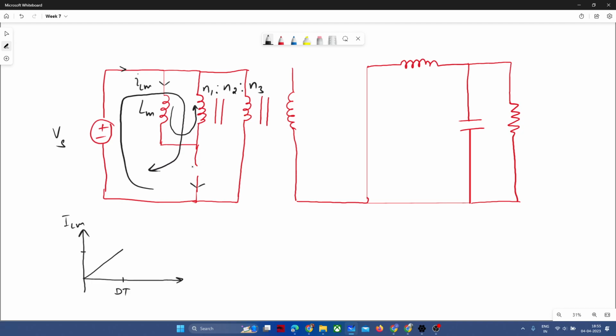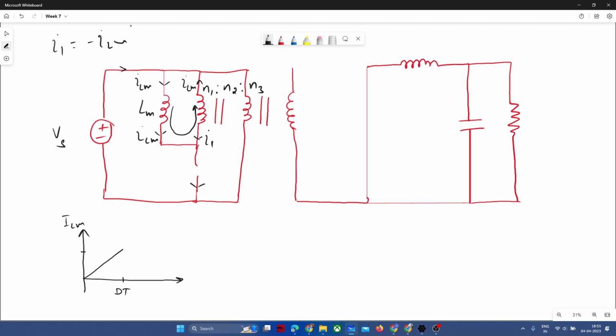Now it does not have the option to flow in such a manner. Then what will happen? This ILM still has one path. It will try to flow through the primary winding. Earlier I1 direction was like that and ILM was like that when the switch was on. Now, even when the switch is off, if you assume the direction of I1 is similar to the condition when the switch was on, then you can write I1 is equal to minus ILM.